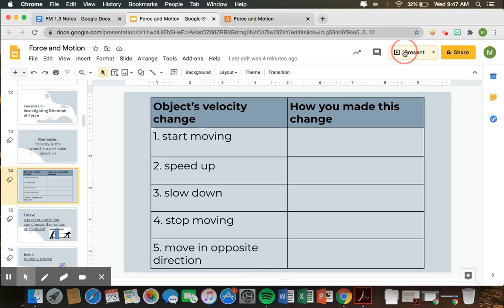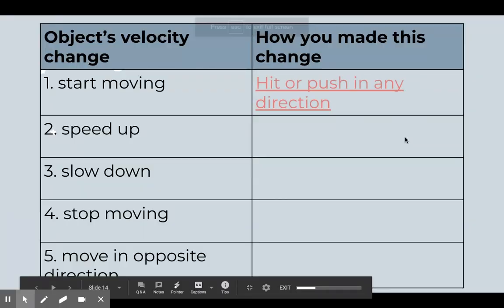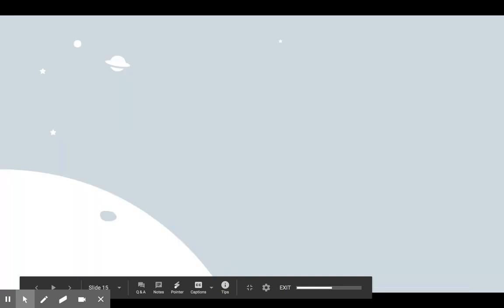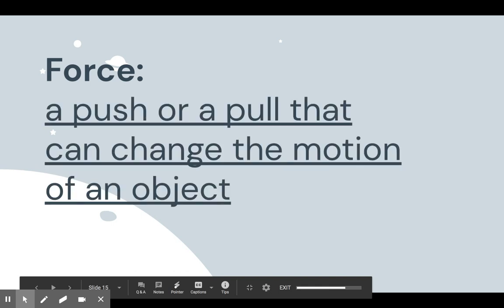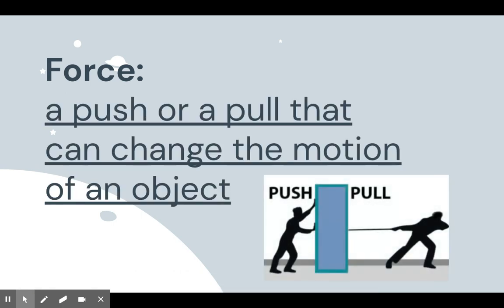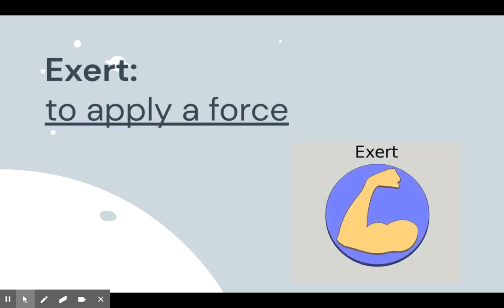And then, although you've already done the vocabulary notebook, I'm going to go over again 2 important words. So the first one is force, and a force is a push or pull that can change the motion of an object. So pause the video now and copy this down into your notes. And then exert is to apply a force. So again, pause the video, copy this down into your notes.